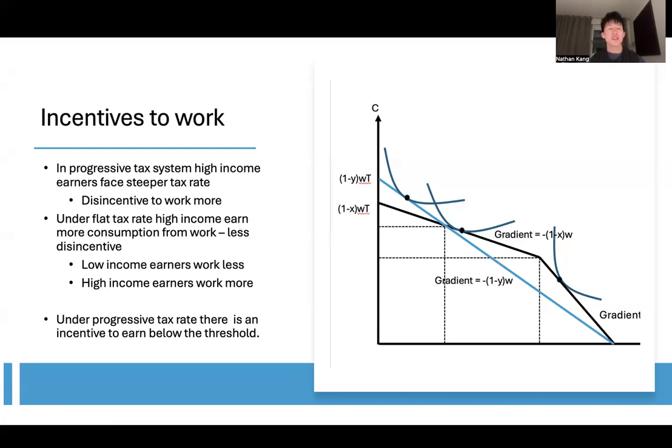Also, what's important to note is that under a progressive tax rate, there is an incentive to earn below the threshold of being taxed. Right? If I'm earning a low income, I may want to stay just below the point of being taxed because I can keep all my income as opposed to earning just a bit more and having to pay off more of my income as a tax.